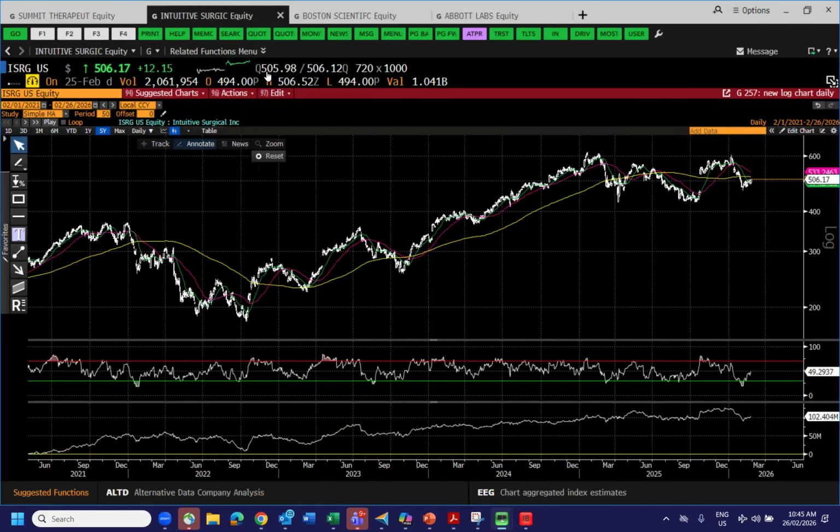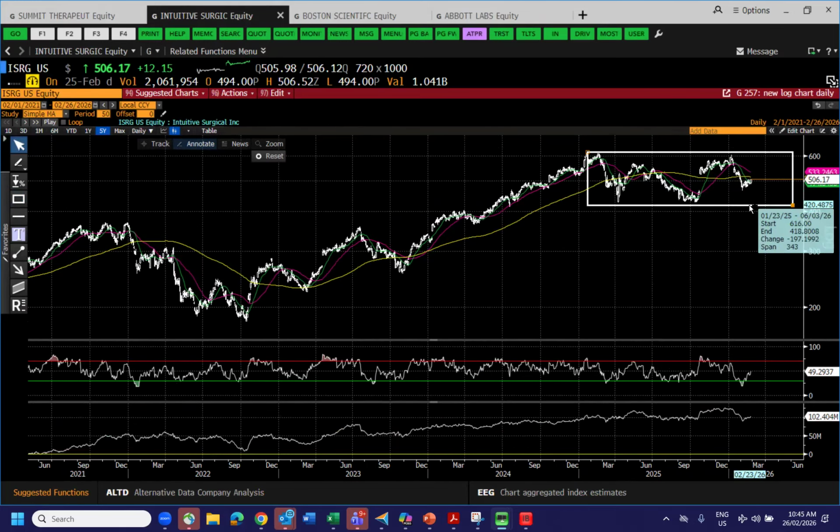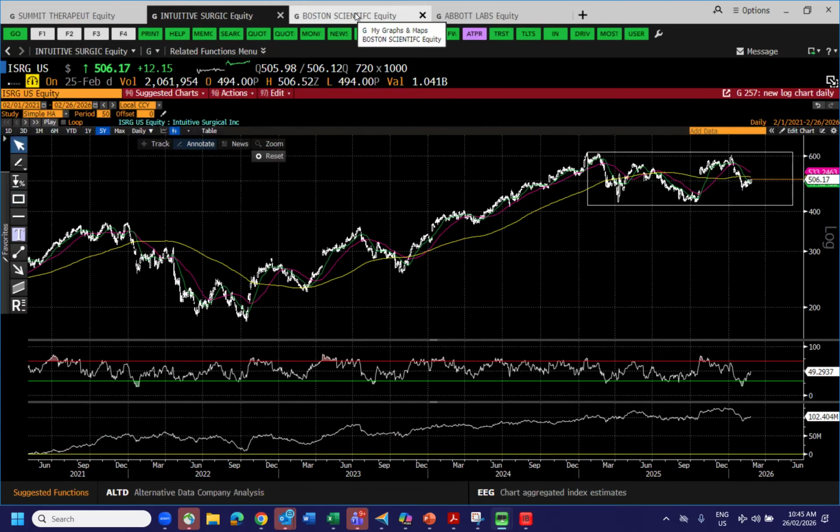Okay. And then Intuitive? So also just a trading range here. No signs of slowing downside. So there's potential to trade back to 420. Okay. And then BSX?